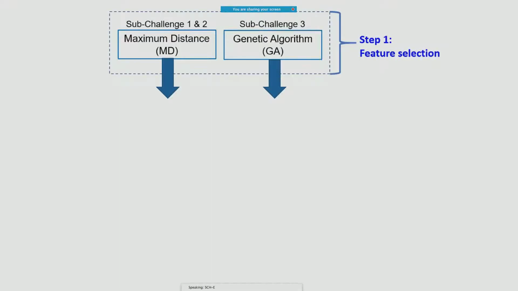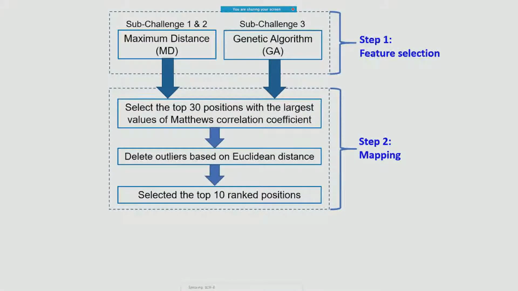After we get the selected gene sites, we will map the cells to the positions. Here we adopt the DistMap method, but rather than selecting the top 10 positions directly, we select the top 30 positions with the largest value of Matthews correlation coefficient. Then based on these 30 positions, we will find outliers and delete them. From the rest of the positions, we will select the top 10 ranked positions, also based on the Matthews correlation coefficient.